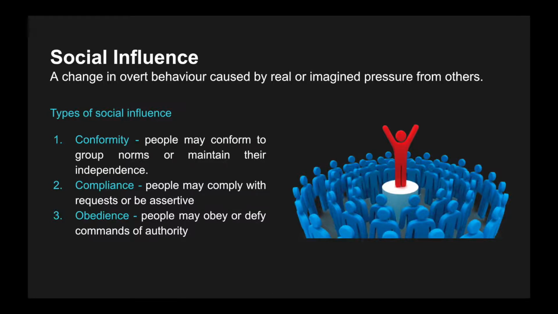Social influence, a change in overt behavior caused by real or imagined pressure from others. Types of social influence. Conformity, people may conform to group norms or maintain their independence. Compliance, people may comply with requests or be assertive. Obedience, people may obey or defy commands of authority. All depends on the degree of pressure they bear on an individual.